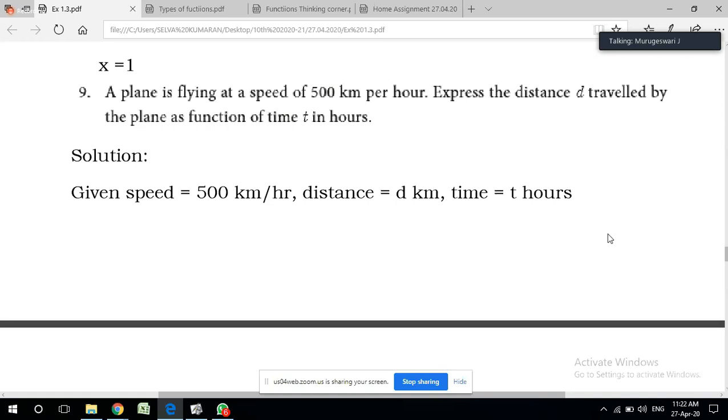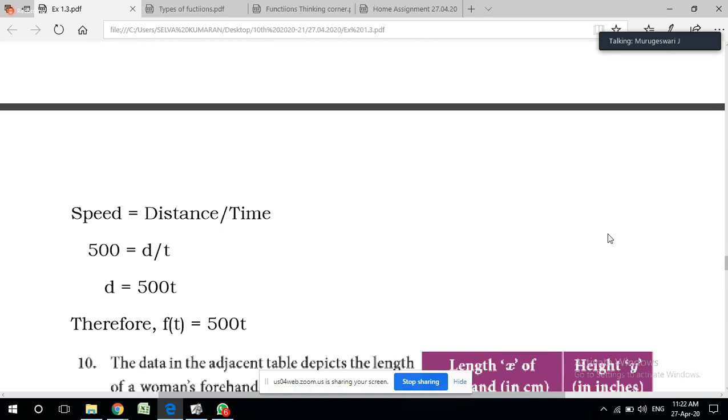Okay, what is the formula for speed? Speed equal to distance by time. Okay. So speed equal to distance by time, you can substitute the values already given, no? So speed equal to 500, distance equal to d, and divided by time equal to t. So then you can express in d, no, distance. So d equal to this denominator t, go that in numerator in multiplication, isn't it? So 500 t. d equal to 500 t.